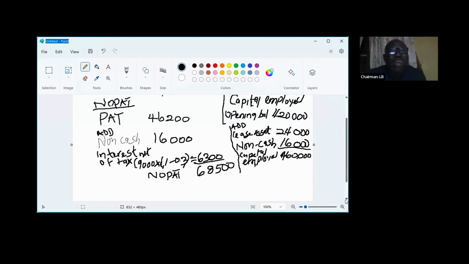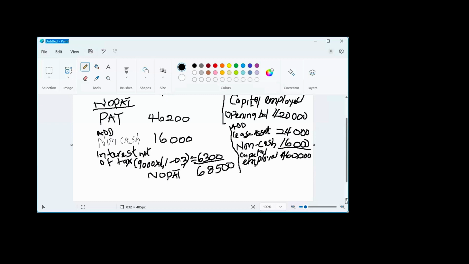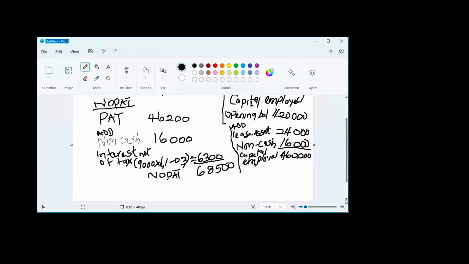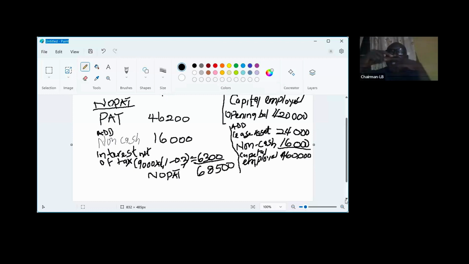If you now get to capital employed, you have gotten an asset you have employed in the business. And you are not paying any cash expense out. Since you are not paying that cash out, that money must be added back because you have employed that in your business. Non-cash will be added back.